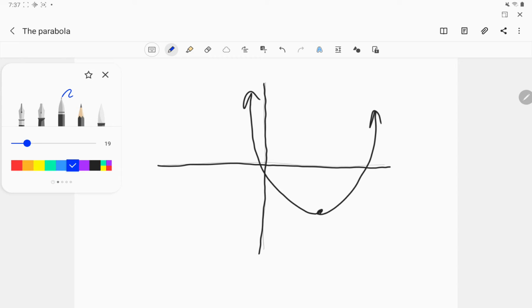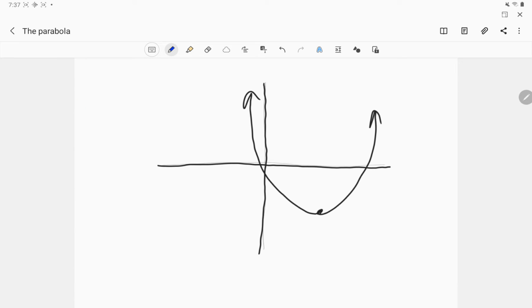Let's go to maybe blue. When we talk about a parabola, there is always what's called an axis of symmetry. An axis of symmetry is a line that goes through the vertex and it creates a mirror image on either side. We usually draw the axis of symmetry as a dotted line. That would be the axis of symmetry.